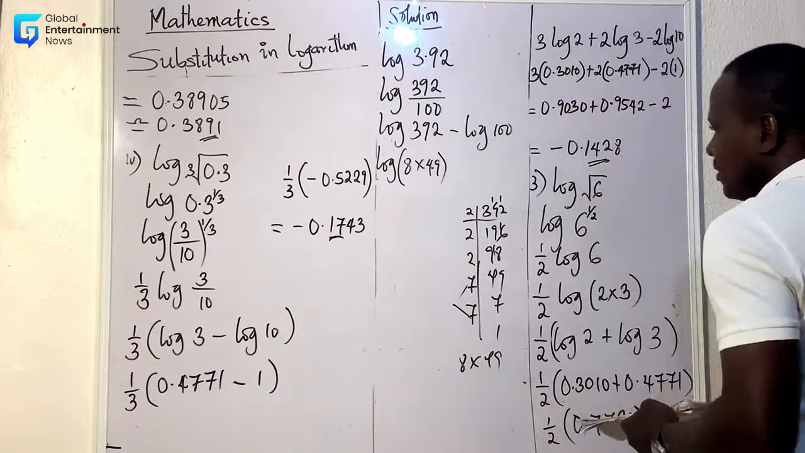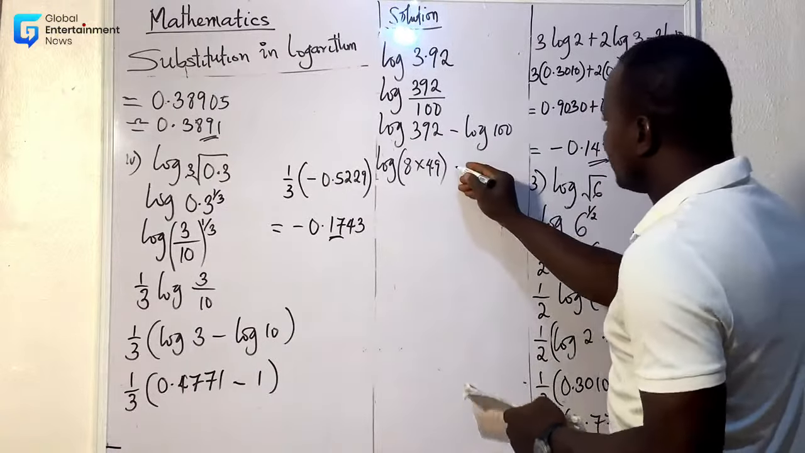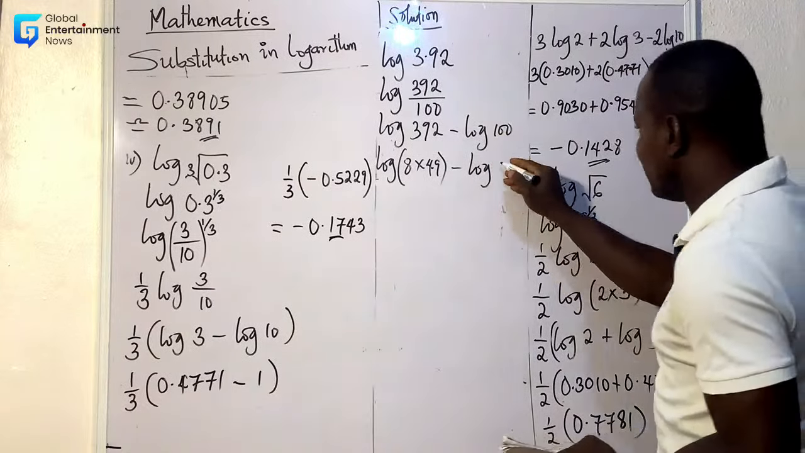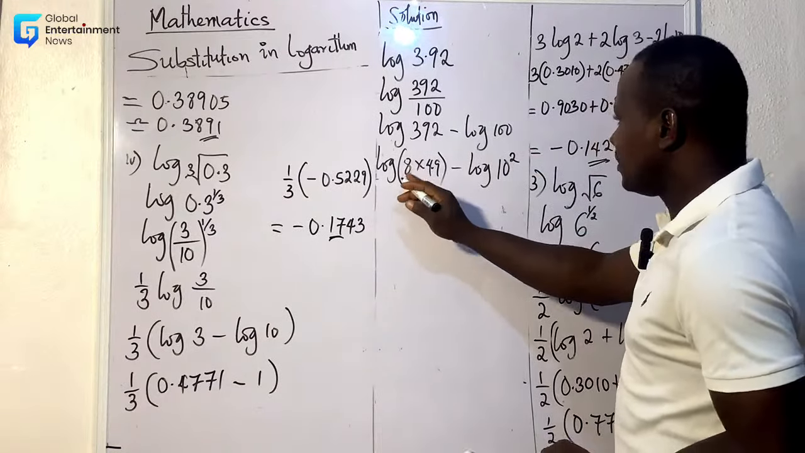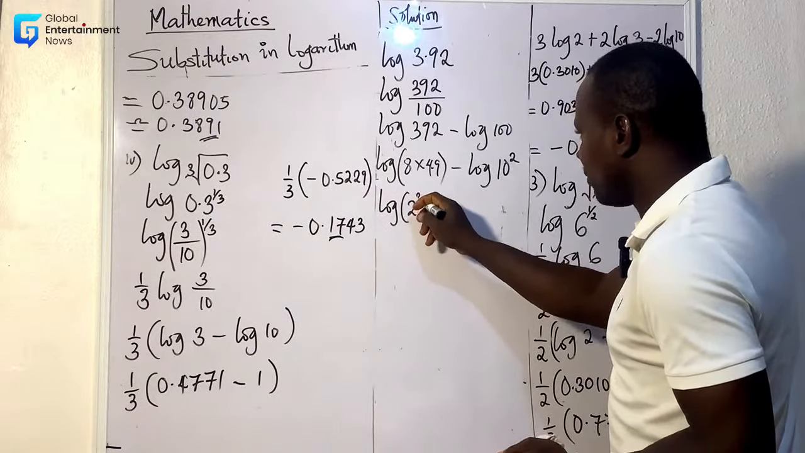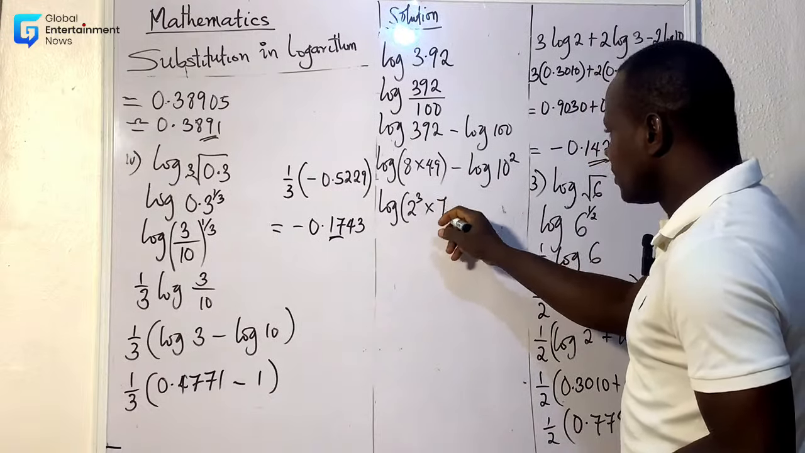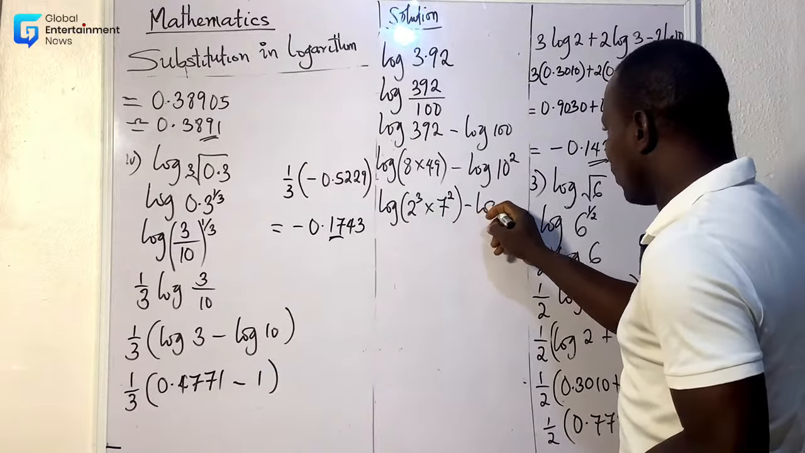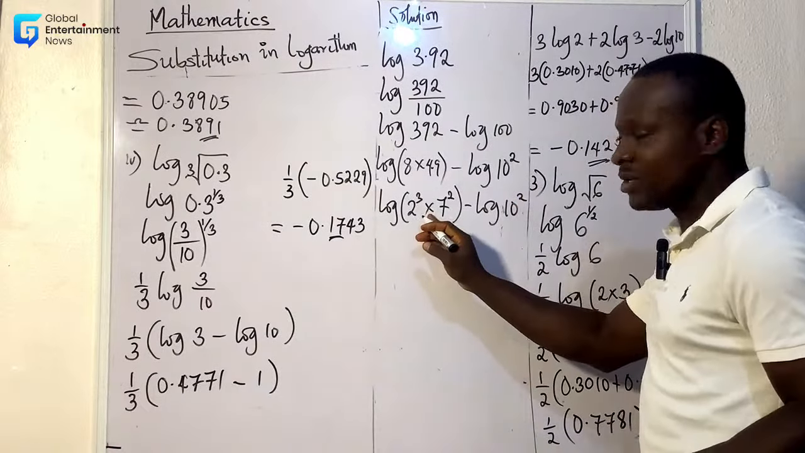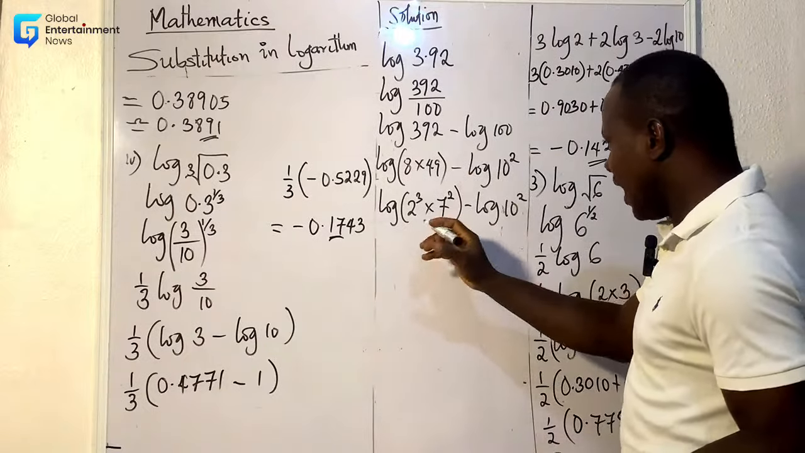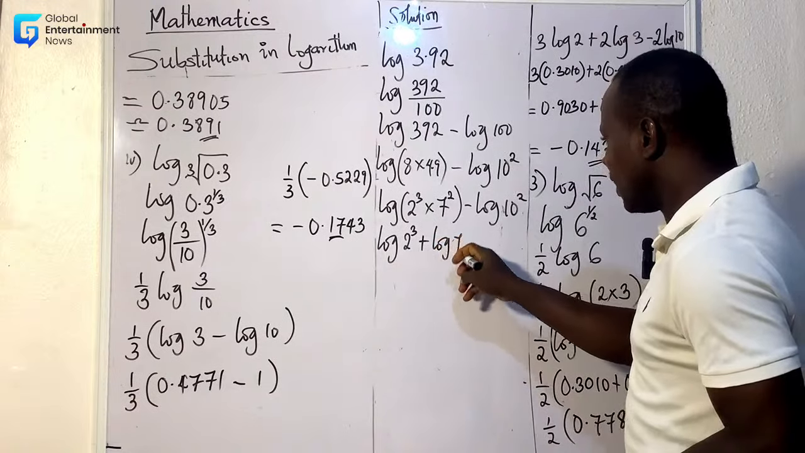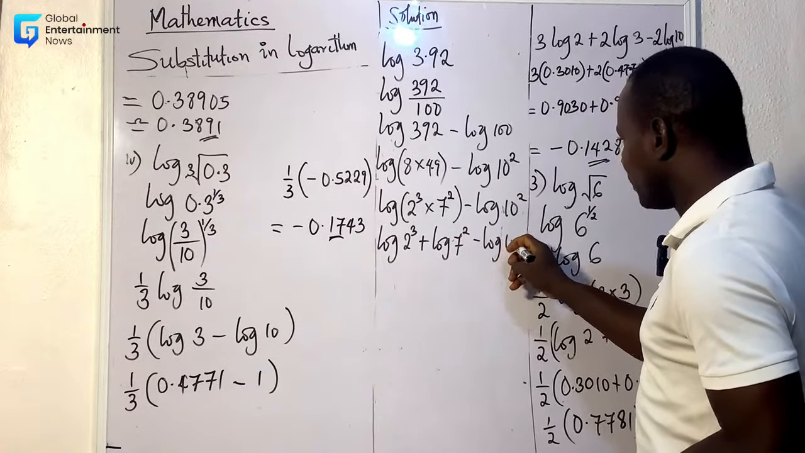And then the second one is minus log what? This one, let's power it. It's going to give me 10 raised to power 2. And this 8 too, we have to break it down. 8 is log 2 raised to power 3, times 49, which is 7 raised to power 2. Then minus log 10 raised to power 2. Now we segregate it because we have times here. It's going to turn to addition, giving me log 2 raised to power 3 plus log 7 raised to power 2 minus log 10 raised to power 2.